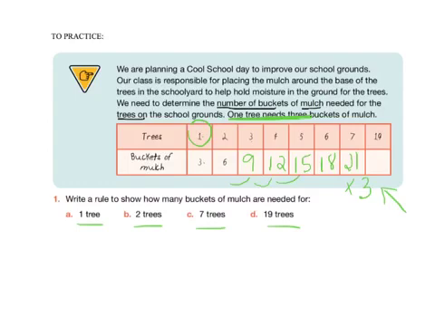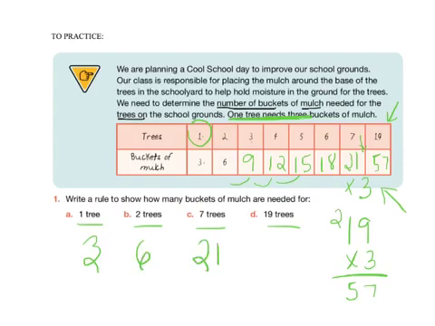The nice thing about an input to output rule is when it jumps to a number like 19, we don't have to extend by 8, 9, 10, and so on. We can just go, okay, well, what is 19 times 3? 9 times 3 is 27, carry my 2, 3 times 1 is 3, plus 2 is 5, 57. So for 1 tree we would need 3. For 2 trees we would need 6 buckets. For 7 trees we would need 21 buckets. For 19 trees we would need 57 buckets.